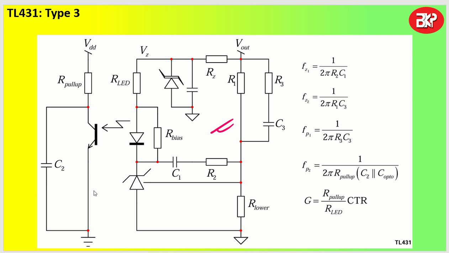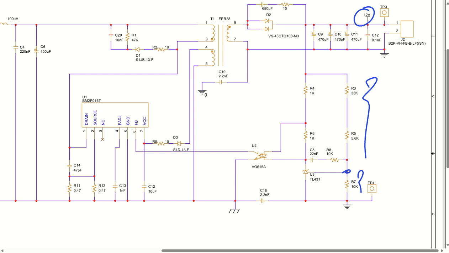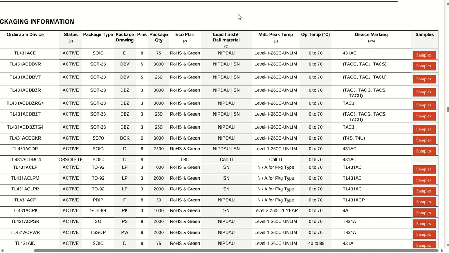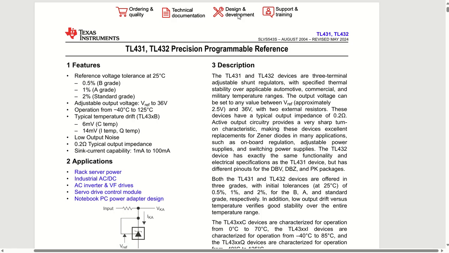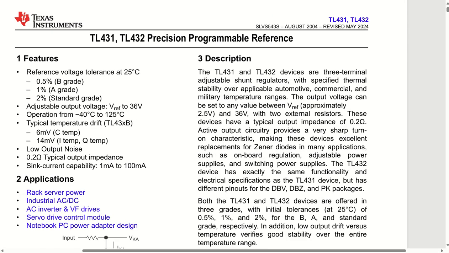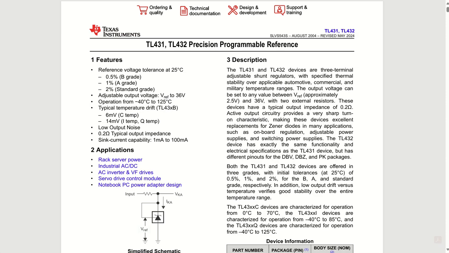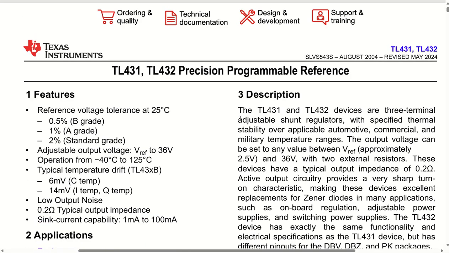Unless we understand the TL431, it's not complete. So we'll take a few things from the TL431 datasheet and try to understand what information we need to take into account. Once we open the TL431 datasheet, see, this is my TL431 datasheet from Texas Instruments. It is TL431 or TL432, and this is also called a precision programmable reference.